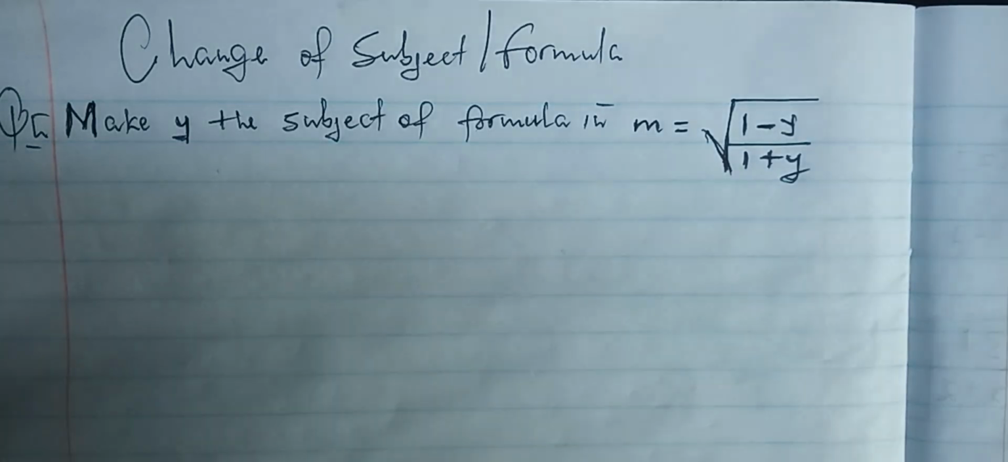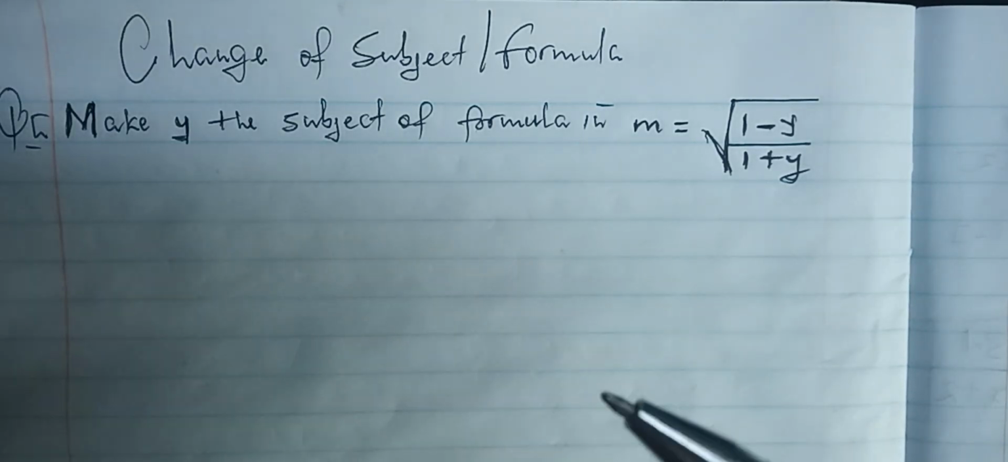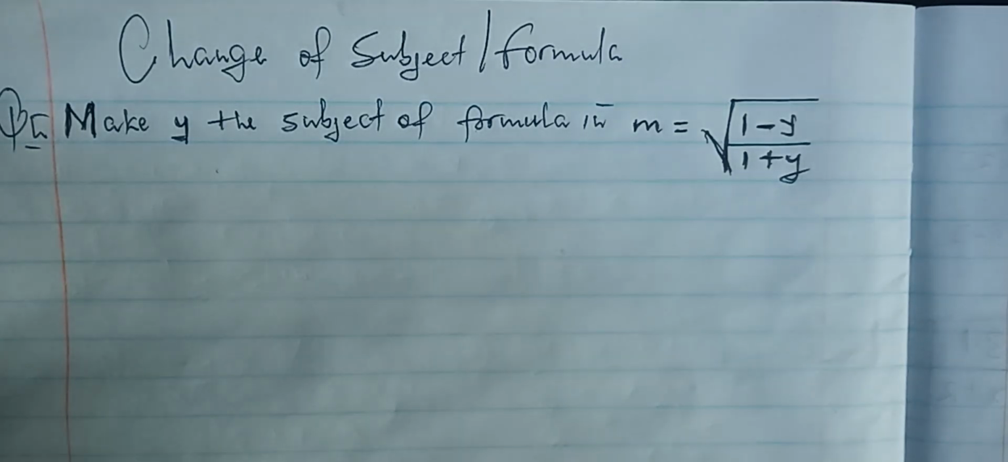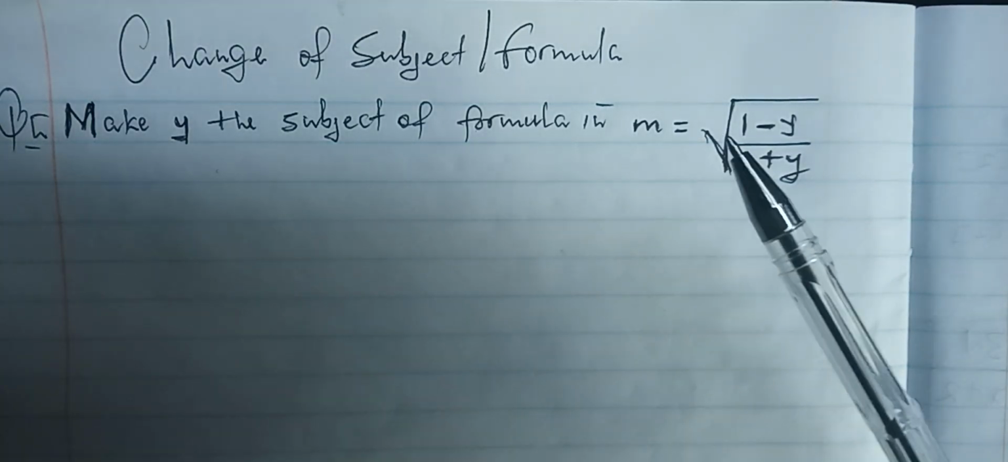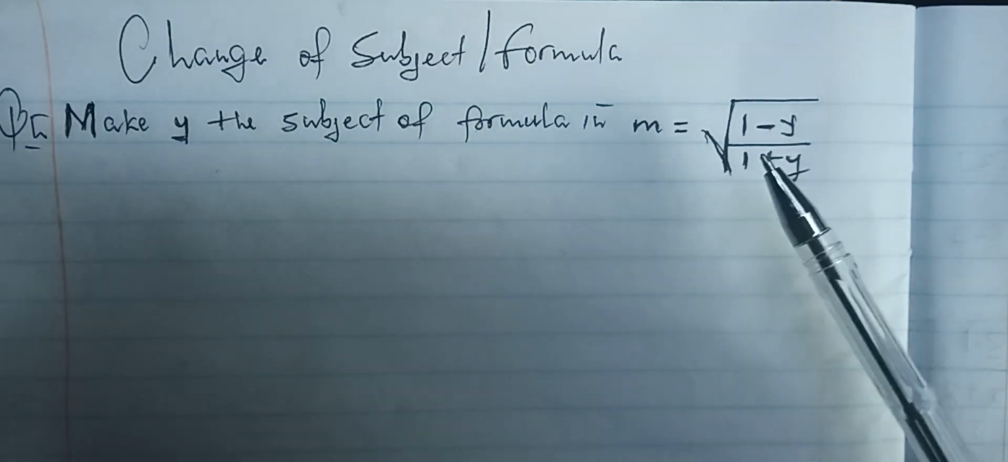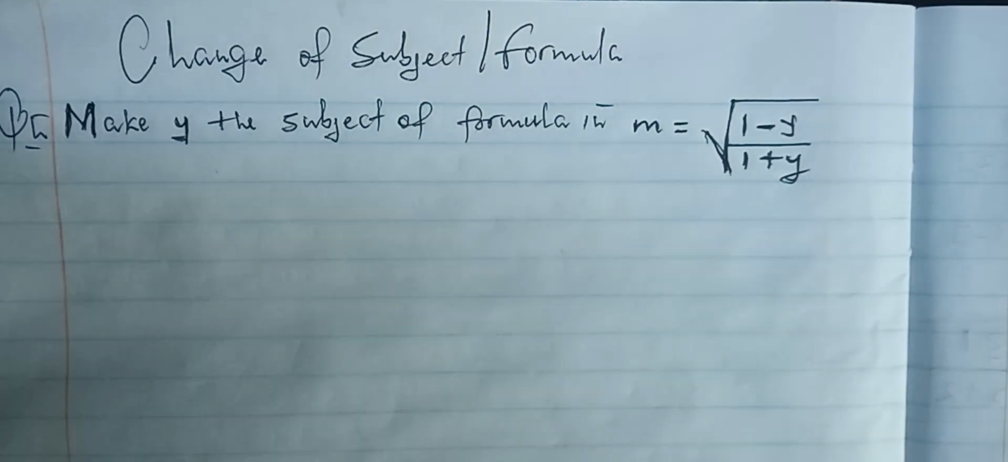And in this tutorial, we're going to have a look at a question on the change of subject, or change of formula. So the question is saying, make y the subject of the formula in m is equal to the square root of 1 minus y over 1 plus y.